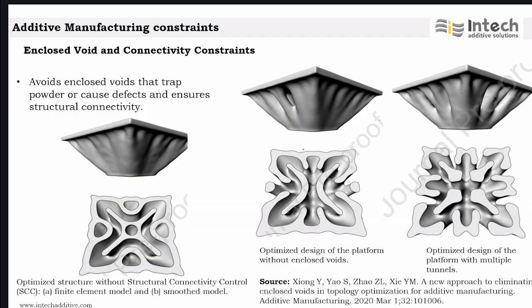The next constraint is about enclosed void connectivity. When we are dealing with latticing or any parts like what is shown here, there are chances that the material may be trapped in the cavities. You could see the cavity here.